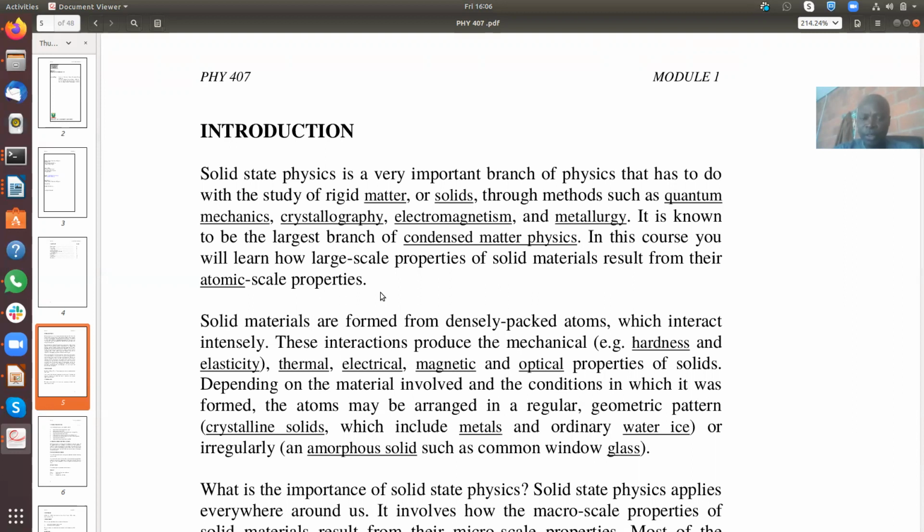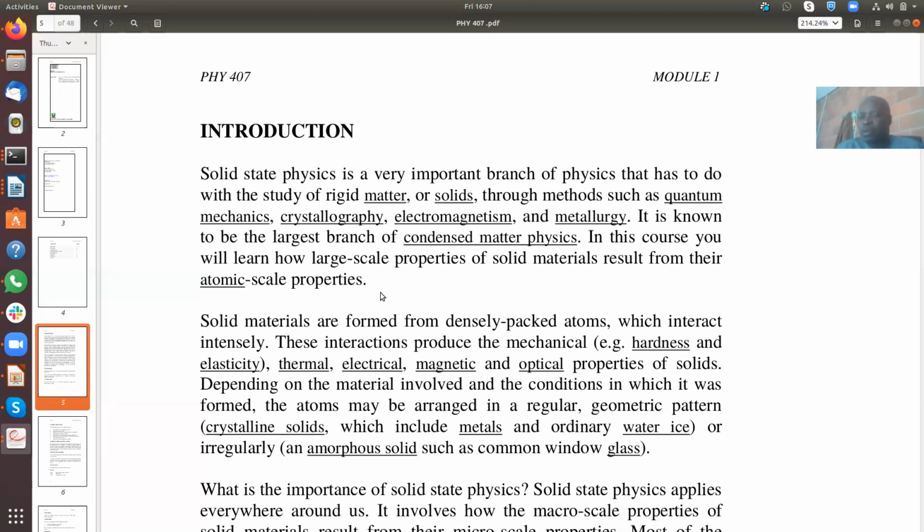Solid state physics is one of the branches of condensed matter physics, and solid materials are formed from densely packed atoms. These densely packed atoms interact, and these interactions give rise to a series of properties. For example, mechanical properties, which have to do with the hardness, the softness, and the elasticity of the material. Also, when they interact in the presence of heat, this gives us the idea of the thermal properties of the materials.